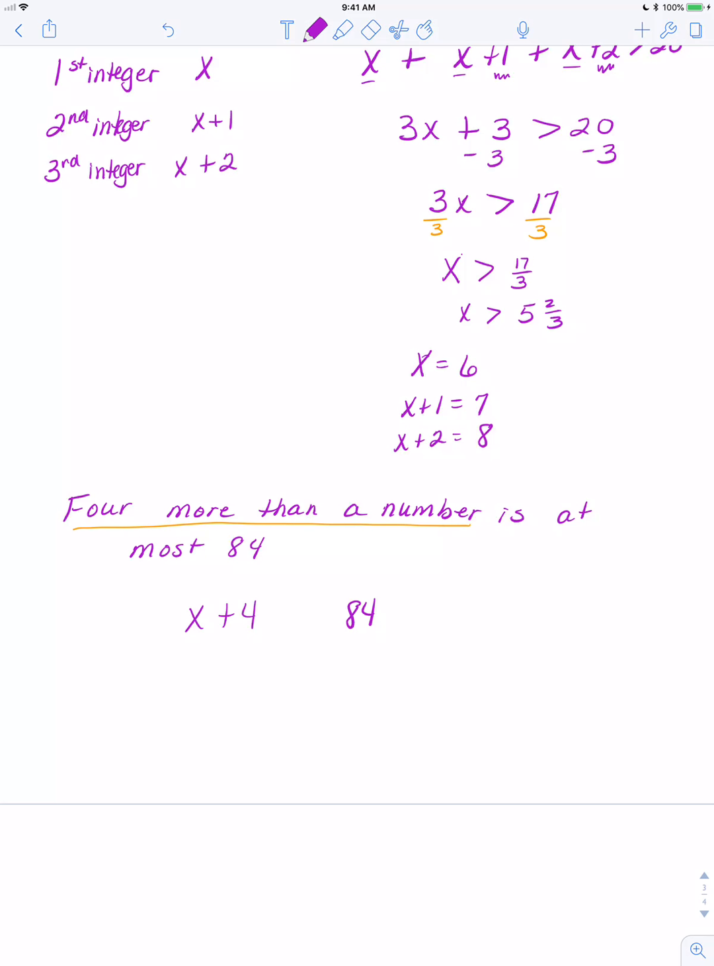So x plus 4 would have to be less than, but it could also be equal to, because it's at most 84. So x plus 4 is less than or equal to 84. So we would just subtract our 4. So then x would be less than or equal to 80.